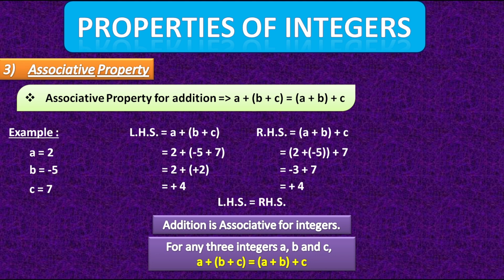For any three integers a, b, c, a plus in the bracket b plus c bracket complete is equal to in the bracket a plus b bracket complete plus c. That means associative property holds for addition. We can't check it for subtraction, because as commutative property does not hold for subtraction, that means associative property also will not hold for subtraction. Therefore, we directly move to multiplication.